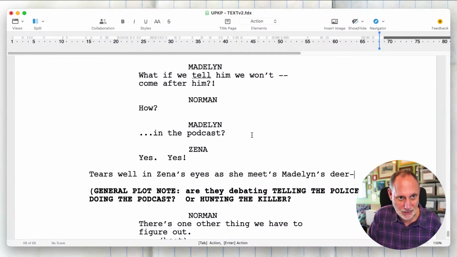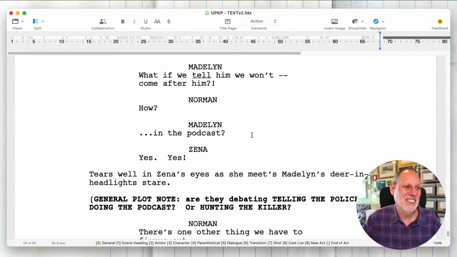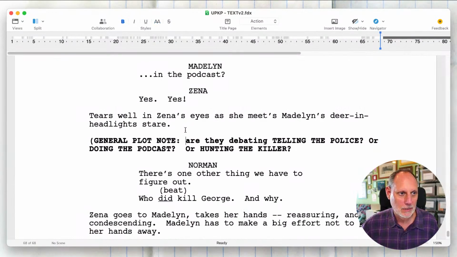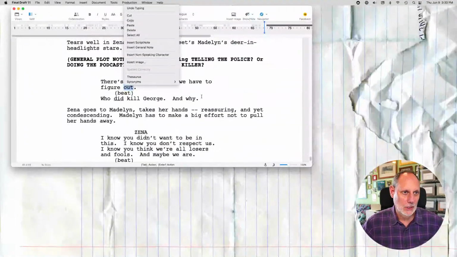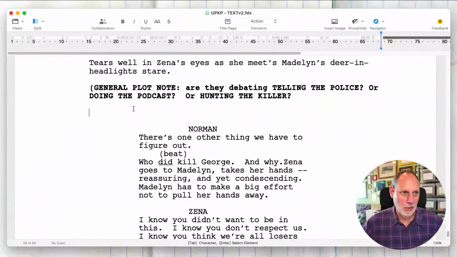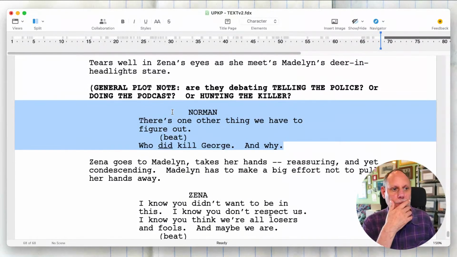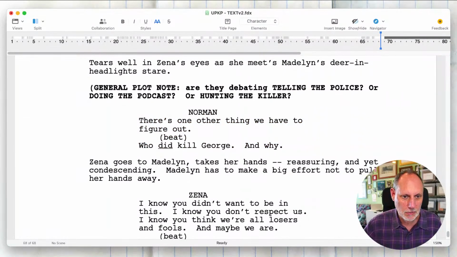Madeline's deer in headlights stare. So the point here is that Madeline is signing on to the podcast. This probably has to come another time. This probably has to happen another time.